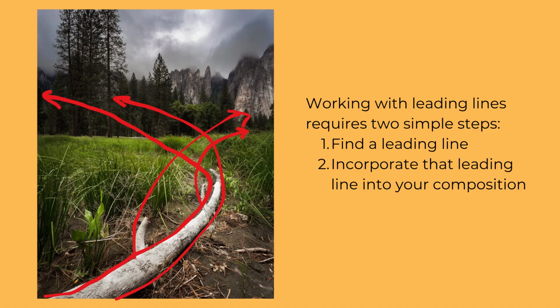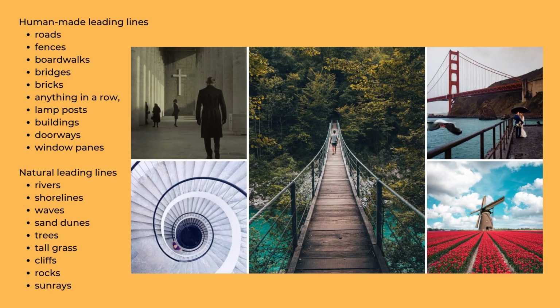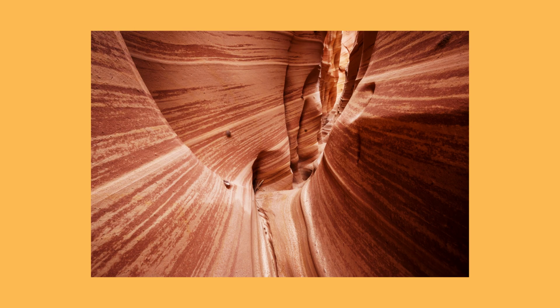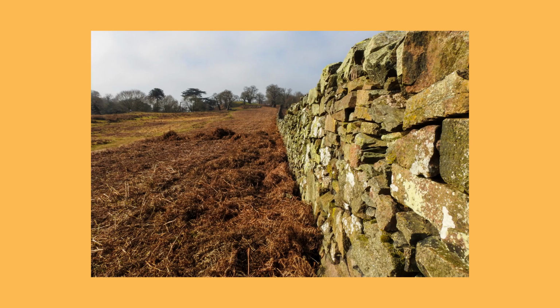You can find human-made leading lines everywhere around you. It could be in roads, fences, boardwalks, bridges, rows of bricks, lampposts, buildings, doorways, and window panes. Alternatively, you can look for natural leading lines, such as rivers, shorelines, incoming waves, sand dunes, trees, tall grass, cliffs, rocks, or even falling sun rays.